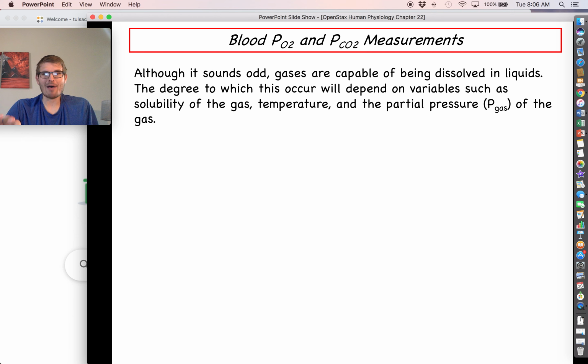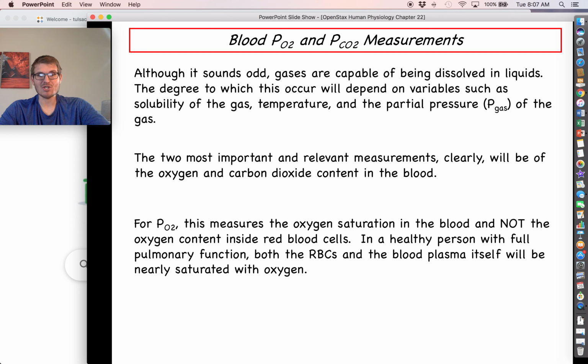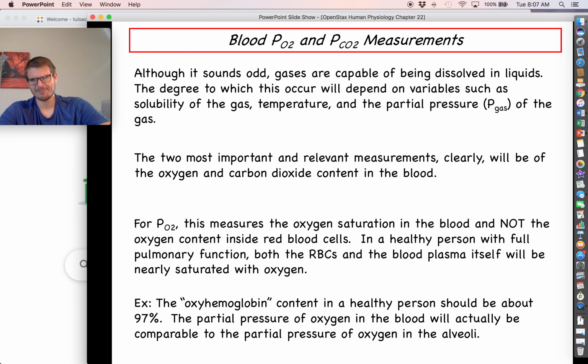So anytime you're talking about the P gas, or PO2 or PCO2, you're really talking about how much of that gas is literally dissolved in the blood plasma. So for PO2, this measures just how much oxygen is dissolved in the plasma, not how much oxygen is carried by hemoglobin. This is one of the reasons why we said that PO2 is not something that we really want to respond to right away, because for a healthy person that is breathing just fine and is healthy in pretty much every way, there should be plenty of oxygen both in the blood plasma and attached to hemoglobin. So they should be nearly saturated with oxygen all the time.